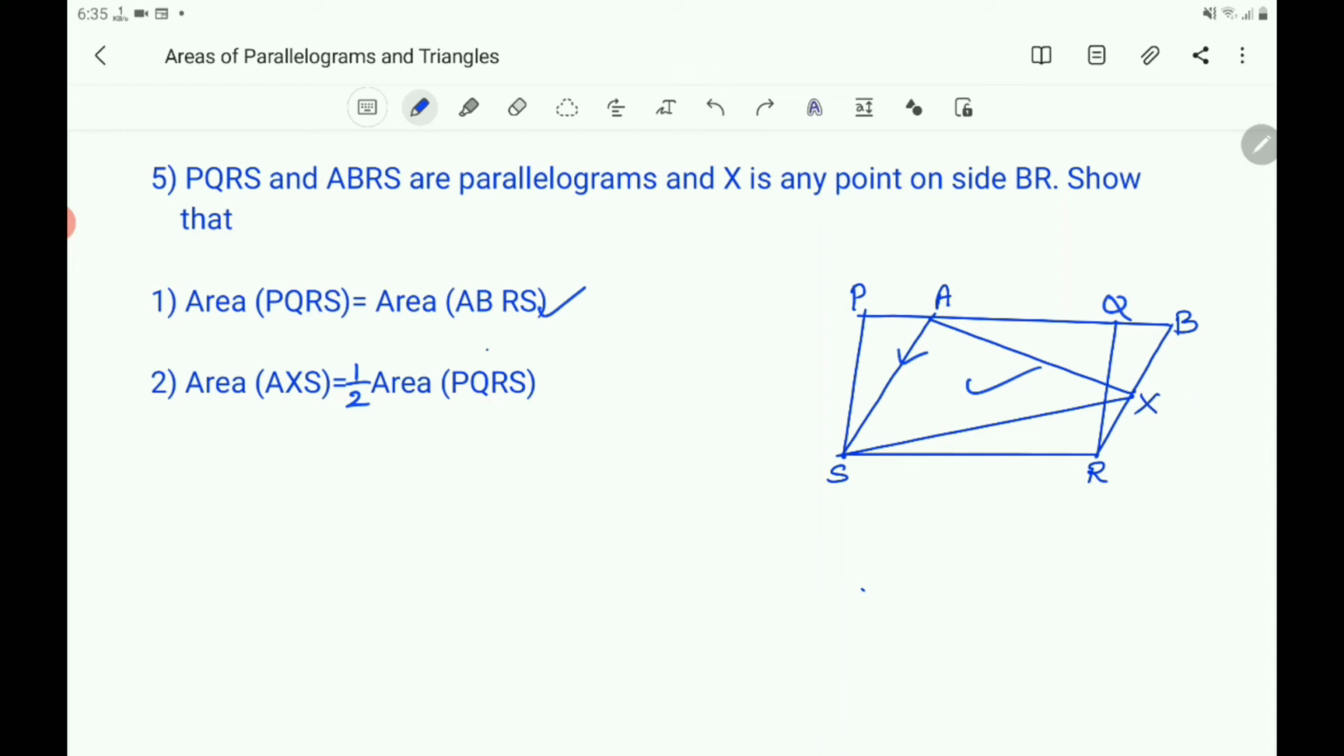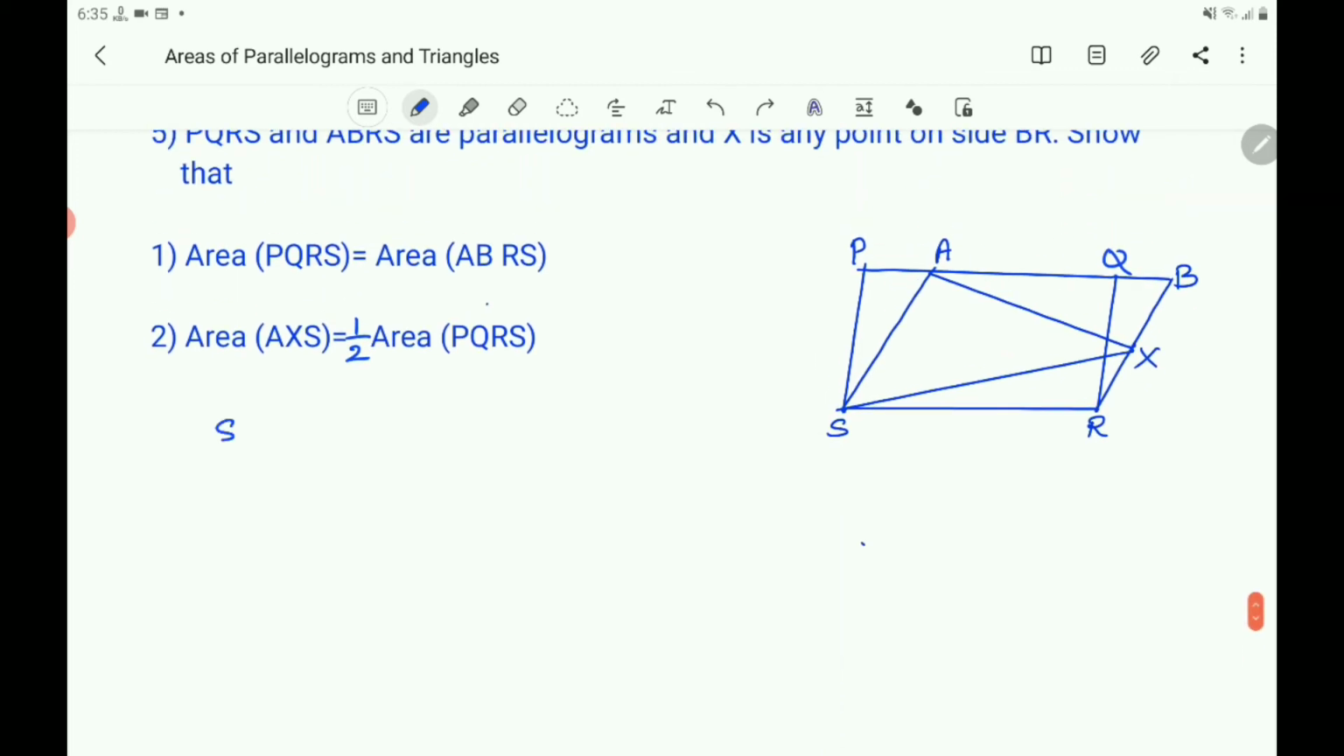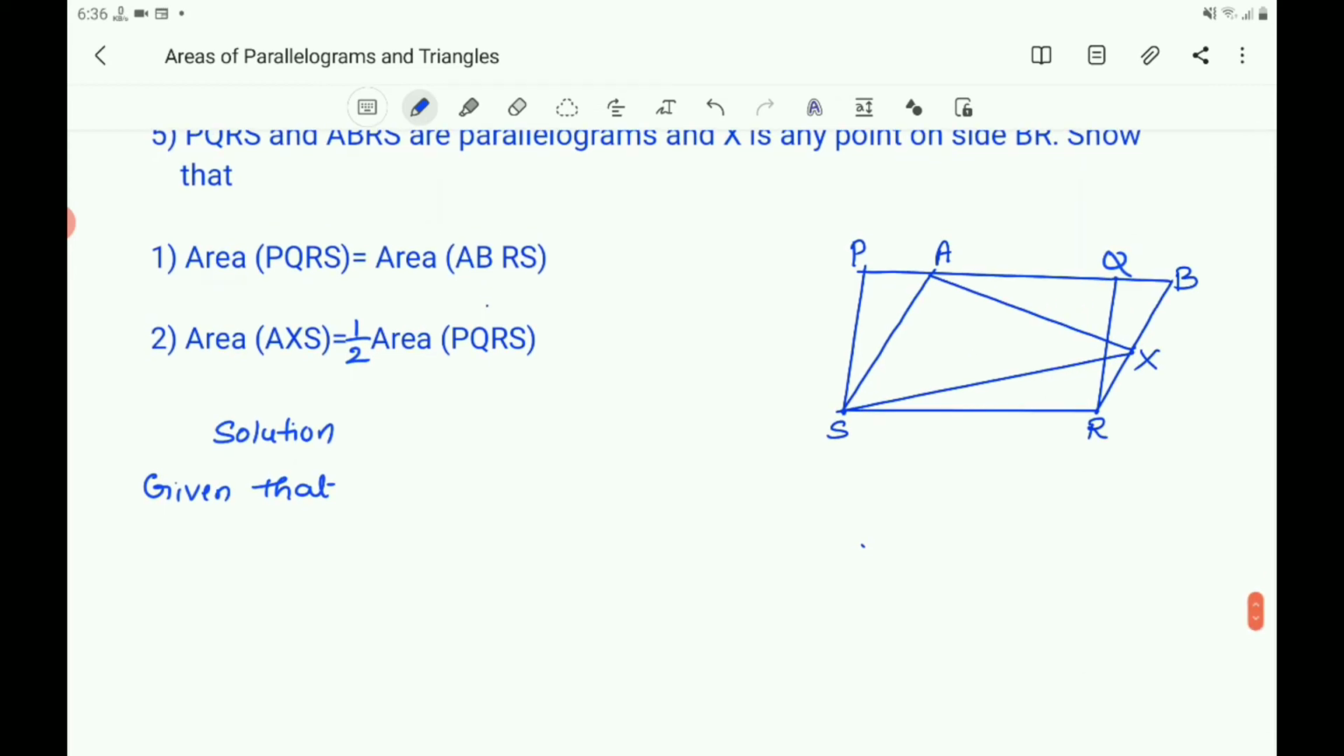So you take the solution. Write the solution. What is given here? Given that PQRS and ABRS are parallelograms and X is any point on BR.